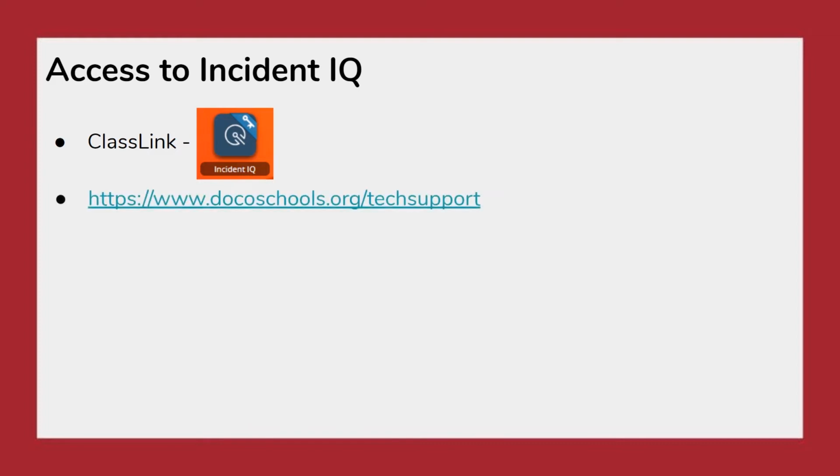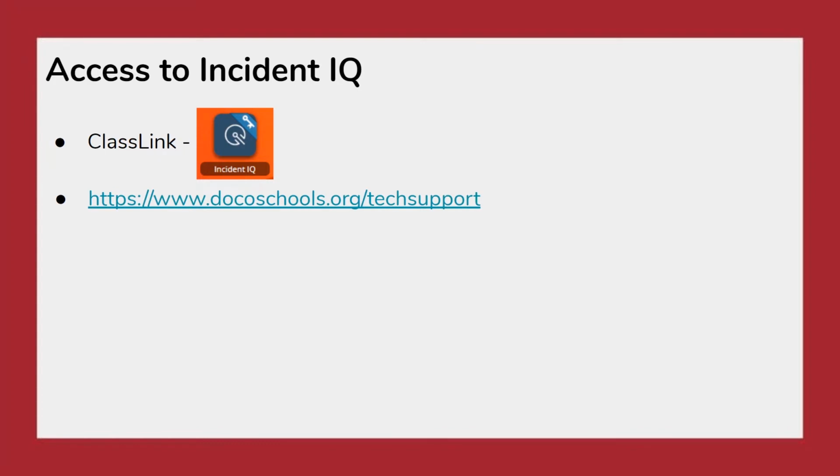We are going to look at a couple of ways that I find to be easiest. First, Incident IQ has been assigned to the My Apps area of your ClassLink. Because both ClassLink and Incident IQ use your district username and password, when you log into ClassLink and click on the Incident IQ tile, you will be logged in automatically. You can also get to Incident IQ by going to docoschools.org/tech support.